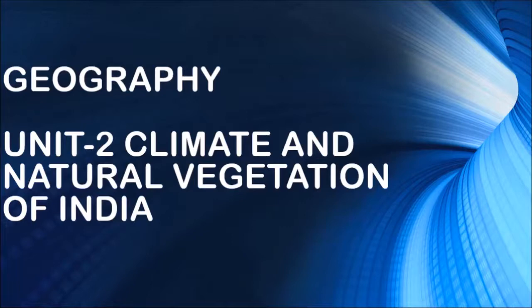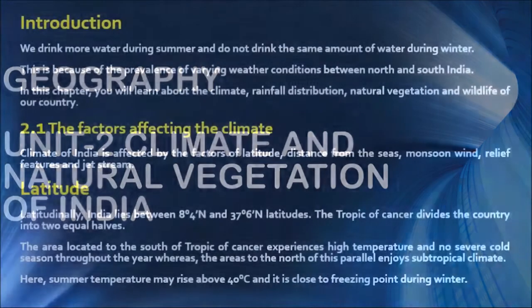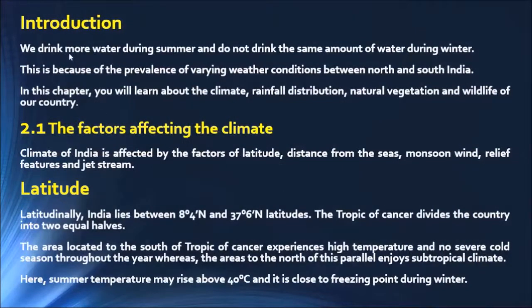Let me repeat the learning objectives again. What we are going to learn from this unit are, first, the factors which control the climate of India. Second, to understand the characteristics of different seasons in India. Next, to know about the rainfall distribution. The last one, to study the different types of natural vegetation and wildlife in India. So, everything about India. Now, first one is introduction.